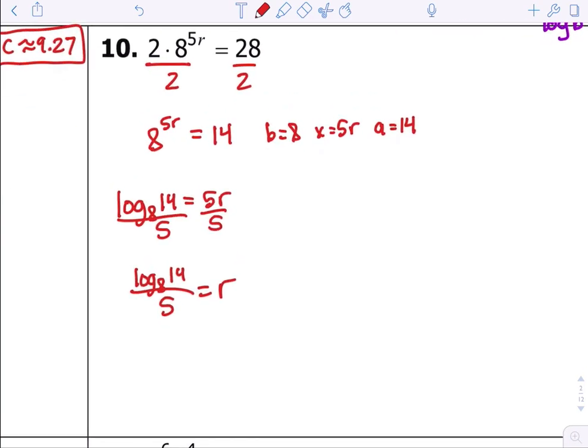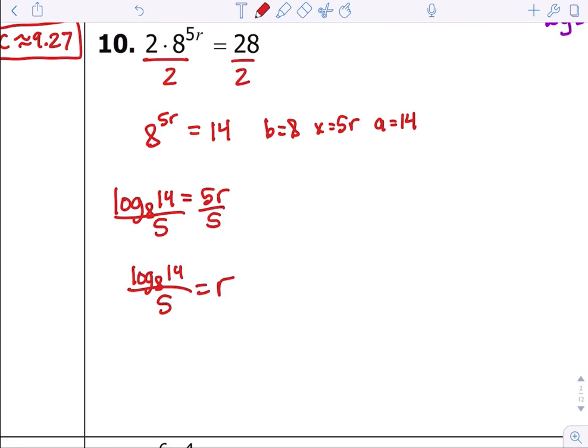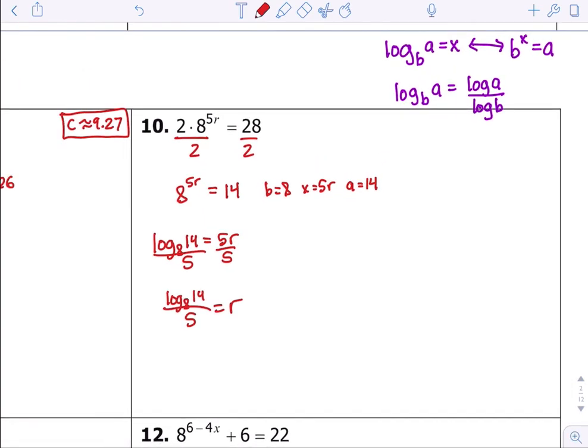Okay, so now we have to change that log to be a change of base formula. So log of 14 divided by log of 8 all over 5 is equal to r. So now let's solve for r. You guys do the logs first and then divide by 5. So log of 14 divided by log of 8, then divide it by 5, and you're going to get around 0.25. R is roughly going to be around 0.25.